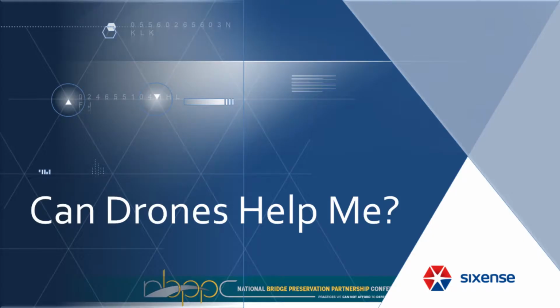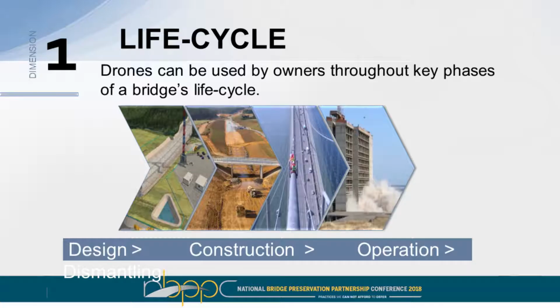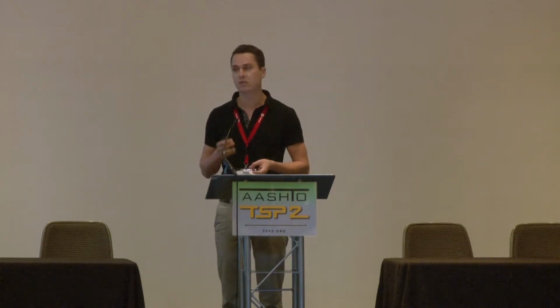So can drones help me, or can I use these? There's really a full spectrum of the life cycle where you can use drones, and I use the term drone loosely. It encompasses drones, which are unmanned aerial vehicles. You can have single-man operated helicopters. You can have the trucks which drive along the roadway with video cameras. So it's a digital interface to collect information about your assets, your inventory.